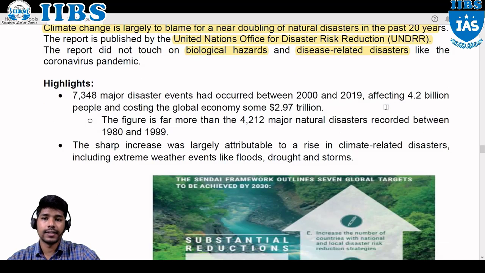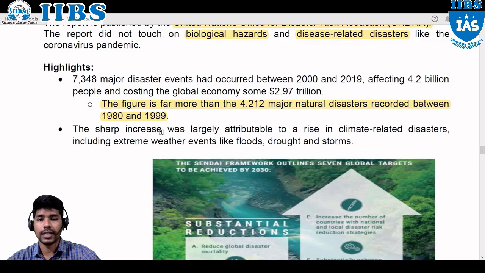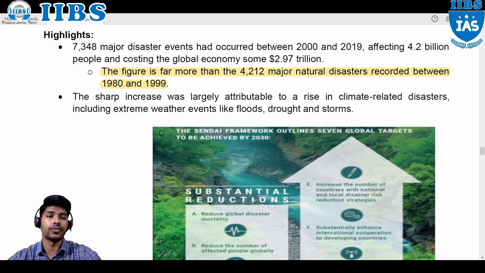And what are the highlights? About 7,348 major disaster events occurred between 2000 and 2019, affecting about 4.2 billion people and costing the global economy $2.97 trillion. This is the global economic burden because of natural disasters, which can easily be prevented if climate change is taken care of. The figure is far more than the 4,212 major natural disasters recorded between 1980 and 1999. The sharp increase was largely attributed to the rise of climate-related disasters, including extreme weather events like floods, droughts, and storms.